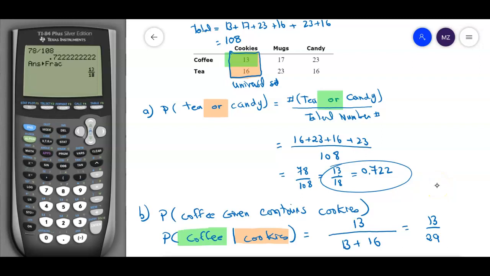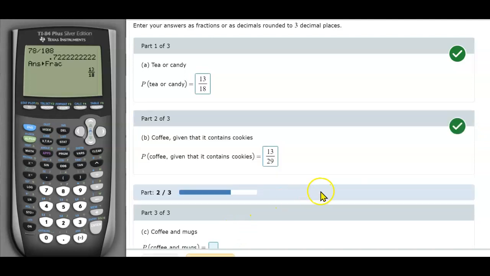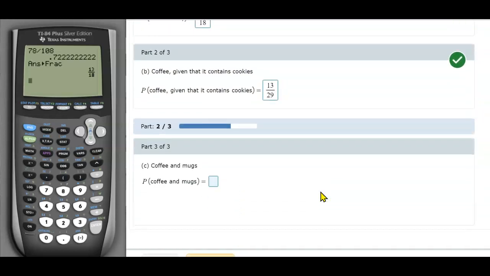Again, I hope you understand it. This became the event, and this became the universal set. All right. Okay, let's go and check it then. 13 divided by 29. And let's verify it. Check. Great, it went through. Now the last question is, we are looking for the probability of coffee and mugs, right?